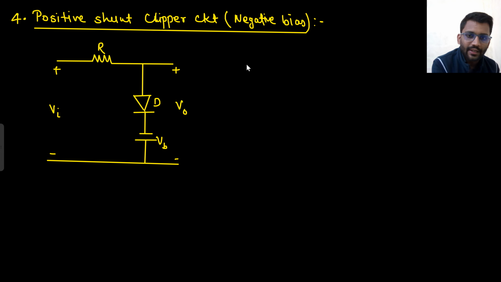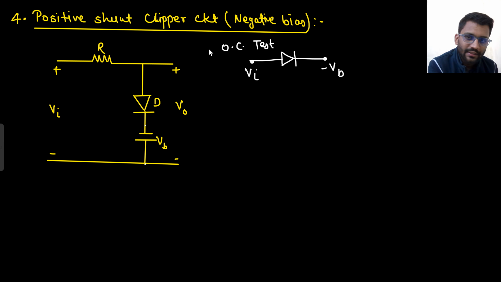So the bias is negative this time. Again, draw the diode. Tell me, at this potential, what do you have? At the N side, you have minus VB, because this is VB, this is 0, so this will be minus VB. And at the other potential, you have V in if you are applying the open circuit test, because in the open circuit test, the diode will be open circuited.